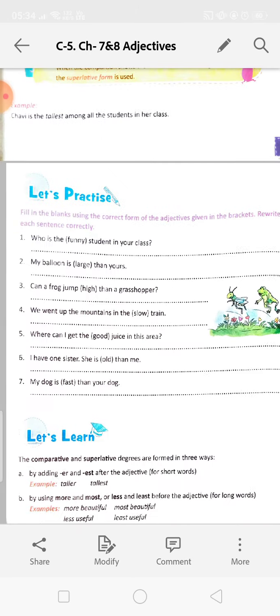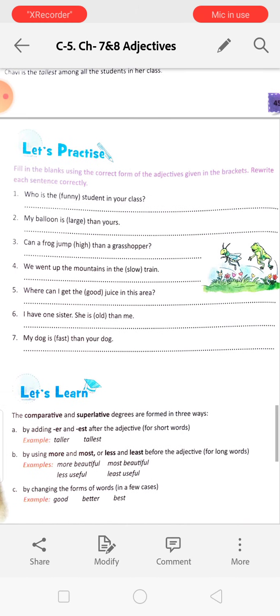Next here, fill in the blanks using the correct form of the adjective given in the brackets. Rewrite each sentence correctly. The adjective given is funny: who is the funniest student in your class? In a class there are many students, so we have to write, who is the funniest student in your class. My balloon is large than yours. That means it is a comparison between mine and yours, so it will be, my balloon is larger than yours. Like this you have to do.